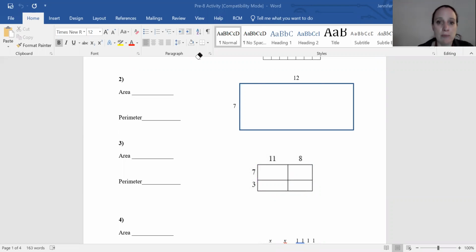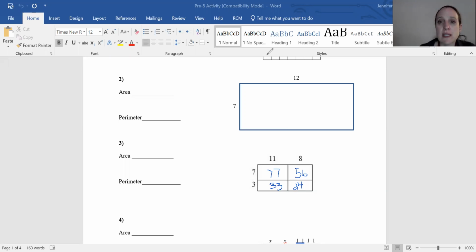All right, Algebra 1, welcome back. We're going to check your number 3. You could have found the individual areas. The area of just this rectangle is 7 times 11 is 77. The area of this little rectangle is 33, or 3 times 11. Then we have 8 times 7 is 56, and 8 times 3 is 24. You could find the area of all the little ones and then add them up. If you did that, that's a great strategy.